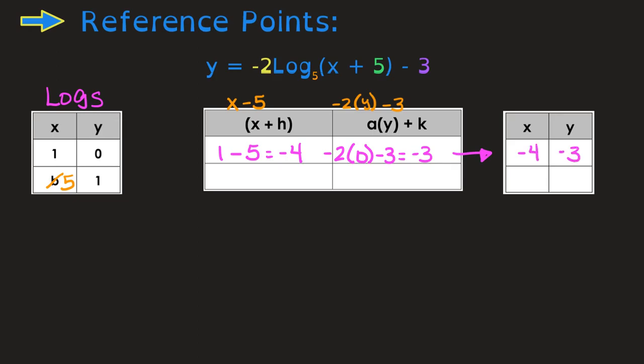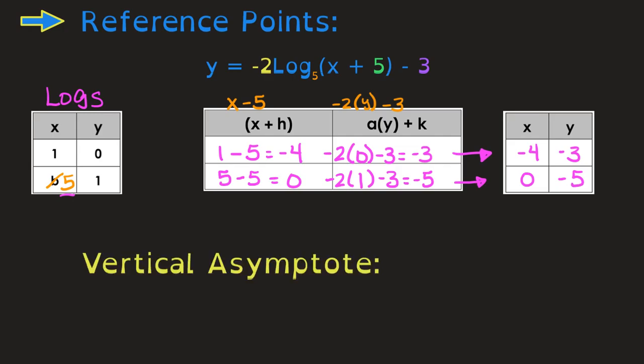Let's do the next point. Our next one is going to be 5 comma 1, so our x value is 5. So 5 minus 5 equals 0, and then negative 2, parentheses, we're going to plug in what we have for y. What's given is 1, and then minus 3. Negative 2 times 1 is negative 2. Negative 2 minus 3 is negative 5. And again, we're just going to carry that over so you have it written together: 0, negative 5.